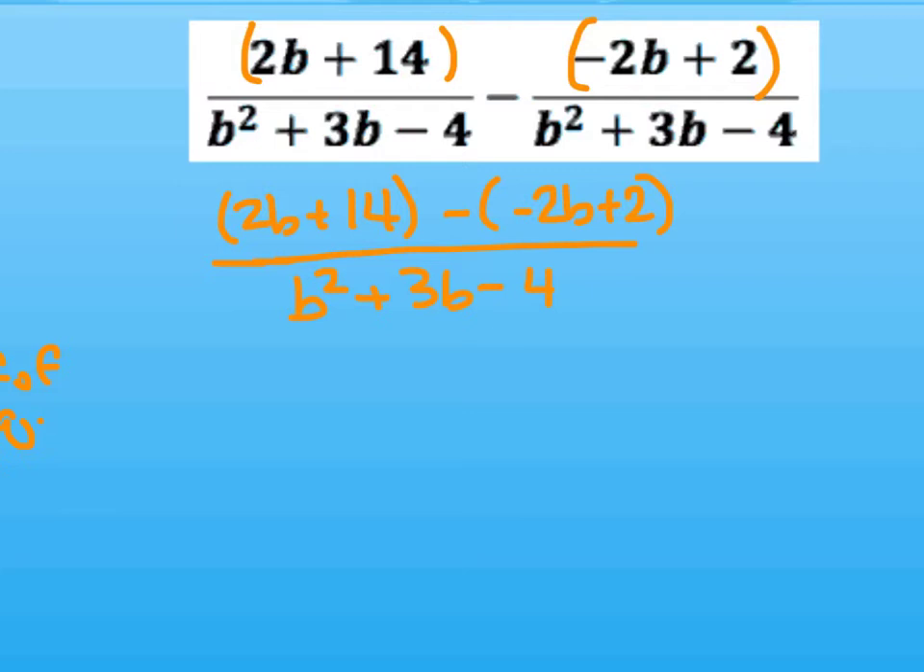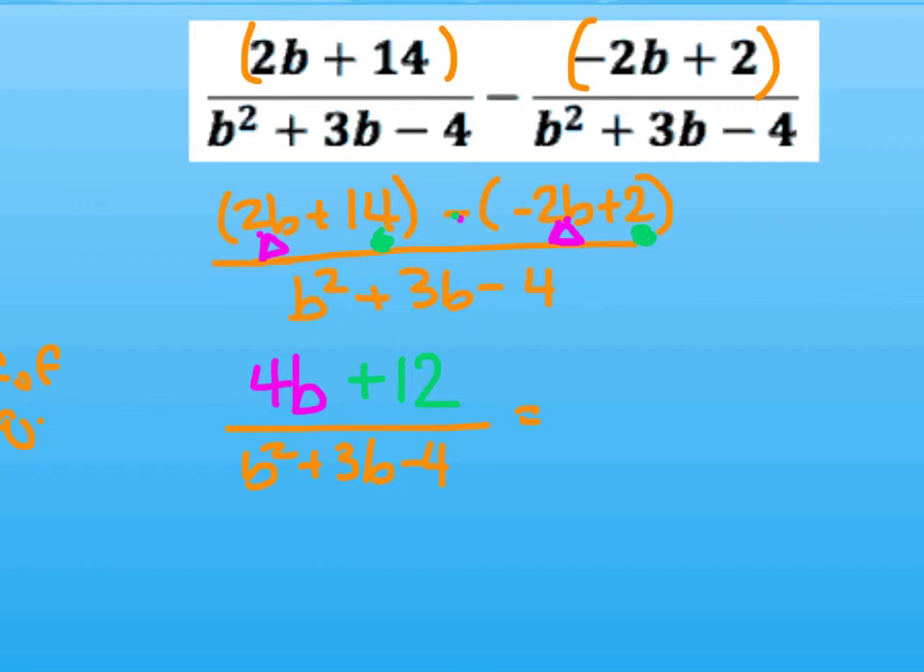From there, I'm going to be very focused with my subtraction, and I'm going to say like terms. I have a 2b and a 2b, and then I also have a 14 and a 2, so those are my like terms. If I do 2b minus a negative 2b, I have 2b plus 2b, which is 4b. As well, we have 14 minus 2, which is equal to 12, so we're going to add 12. We're putting this all over b squared plus 3b minus 4.